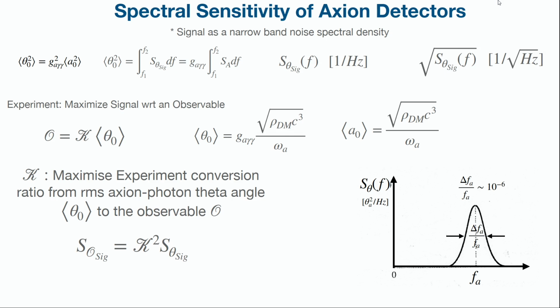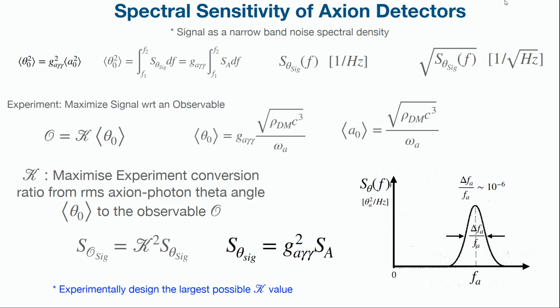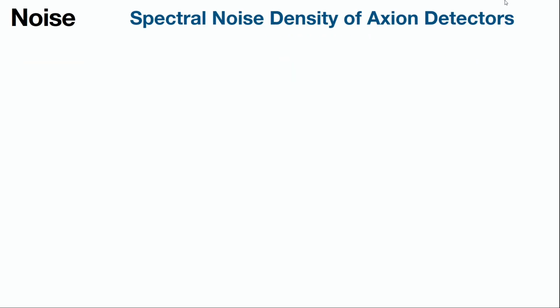And so the signal we're seeing here, in my observable units, is just this squared times this. If you want to do it in terms of the axion field, you have to put this g_aγγ squared there. But that's not unitless anymore, so I can't really compare that to gravity wave detectors. Okay, spectral density of axion detectors.